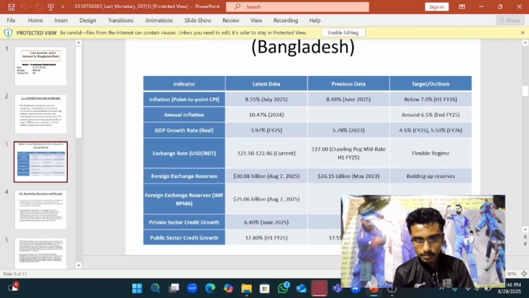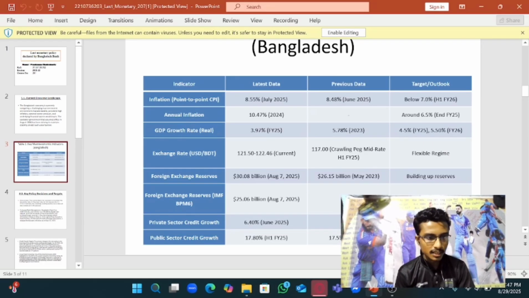The exchange rate is 120.15 now, as I am recording this video, and the previous data is 117. It is obviously a flexible regime in the exchange rate, and our condition is favorable to our foreign exchange market. Next is foreign exchange reserves. It should be building up; the previous data is 26.15 billion and the latest data is 30.08 billion, totally an upgrade, and it is continuously building up. Next, foreign exchange reserves per IMF are 25.6 billion. Private sector credit growth was 6.40% and the target is 7.2% in the fiscal year. Public sector credit growth is 17.80% in fiscal year 25, and in the first half of 25 it was 17.5%, with slower credit demand in fiscal year 26. These are some macroeconomic indicators in Bangladesh.